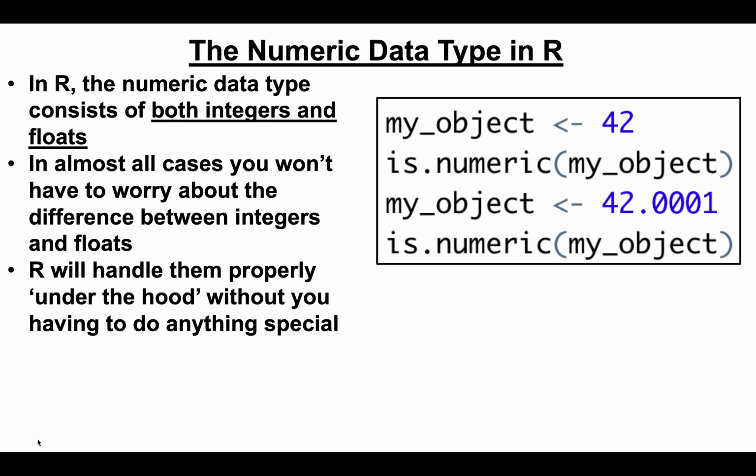First is the numeric data type, probably the most intuitive one. In R, the numeric data type consists of both integers, or whole numbers, and floats, or numbers that have decimal points. In almost all cases, in fact, I can't think of one where you would need to worry about the difference between the two. R is going to handle the difference between a whole number and a number with decimals perfectly for you under the hood. That's not true in all programming languages. In some languages you have to handle integers and floats separately, and it can be a pain in the butt. But in R, it's not at all a pain. It's very easy. They're all just considered data of type numeric.